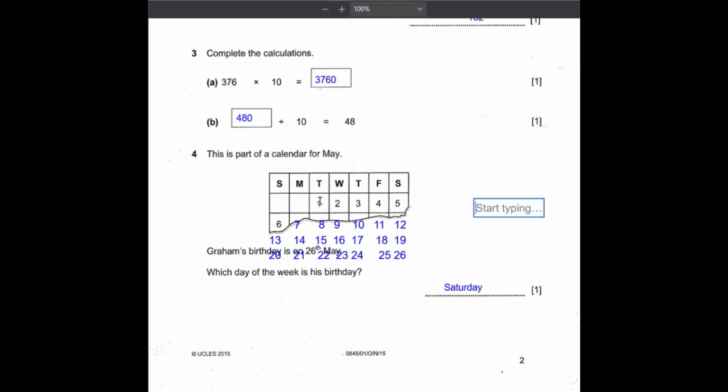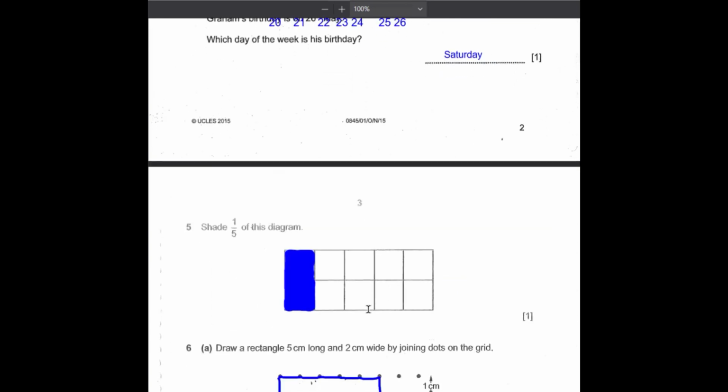Then 22, 23, 24, 25, 26. 26 is going to be on Saturday. This is the way that you could solve it. Or you can follow the other way.